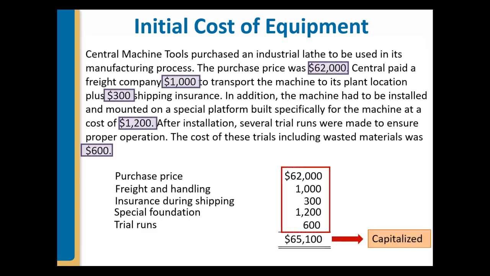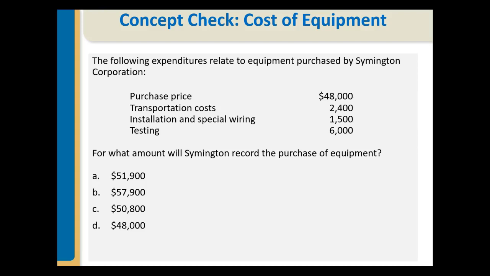So even though most costs can be identified easily, other costs can be more difficult. An example, the cost of training personnel to operate machinery could be considered a cost necessary to make the asset ready for use. But because it's difficult to measure the amount of training costs associated with specific events, usually these costs are expensed. As you see in this slide, each of the expenditures described was necessary to bring the machine to its condition and location for use and should be capitalized and then expensed in the future periods in which the asset is used. So we're starting off with our first concept question.